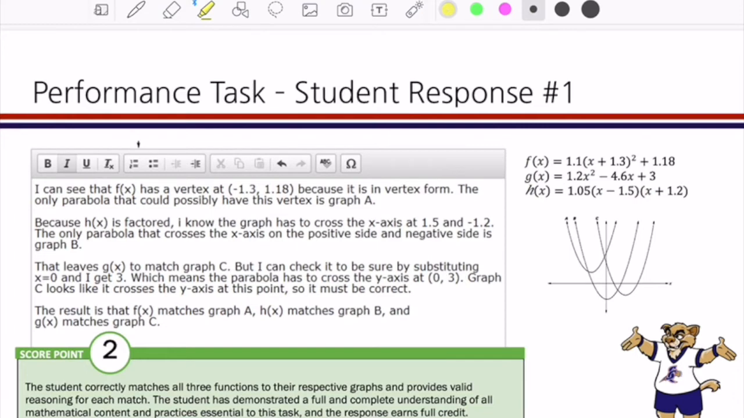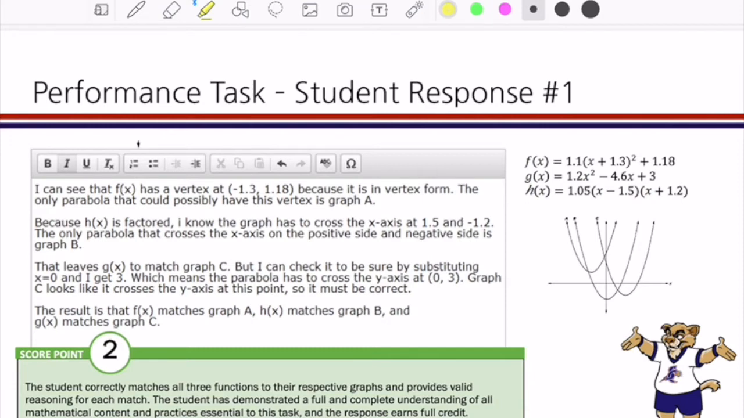This student said that f of x had a vertex at -1.3, 1.18 because that first equation was in vertex form. And so it says that out of the 3 choices, the only parabola that could have that vertex is graph A. So they matched graph A correctly, and they gave a valid reason. They then went on to say that since h of x is factored, the only parabola that fits that description is graph B. And then the last thing that they said is that this leaves g of x to match with graph C, and then they went through and actually gave a reason for it.